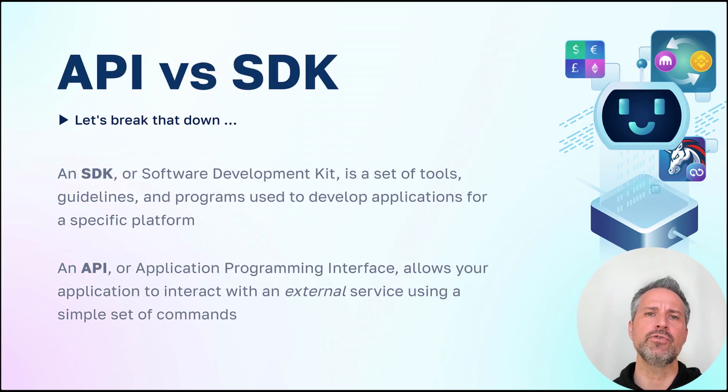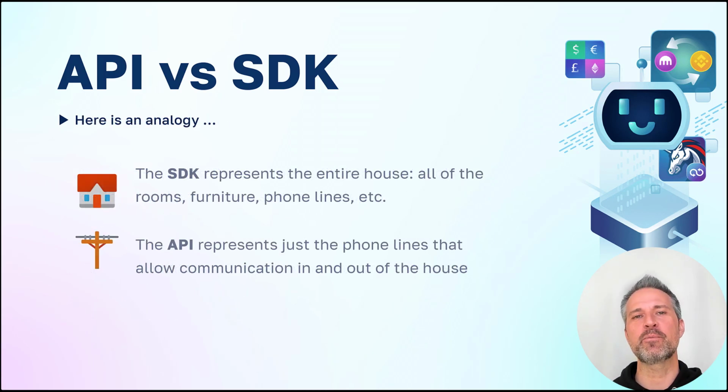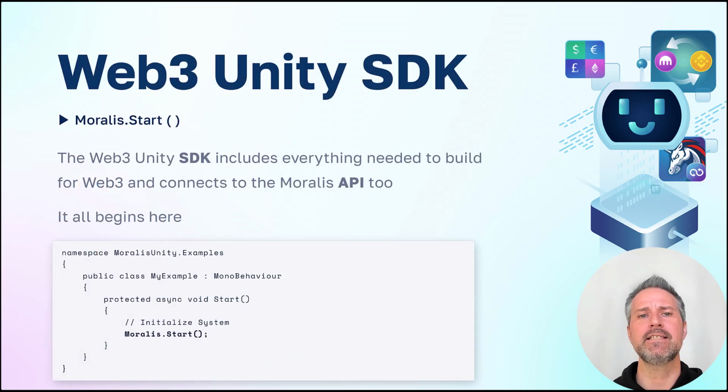Let's take a closer look at a few terms here. An SDK is a set of tools, guidelines, and programs to help software development. An API allows you as developers to reach external services. It's not perfect, but here's an analogy. The SDK represents the entire house that could be built, all the rooms, furniture, phone lines, etc. The API represents just the phone lines that allow communication to the outside world. Moralis provides an SDK that includes everything needed to build for Web3 and to connect to the Moralis API. It all begins here with Moralis.Start.